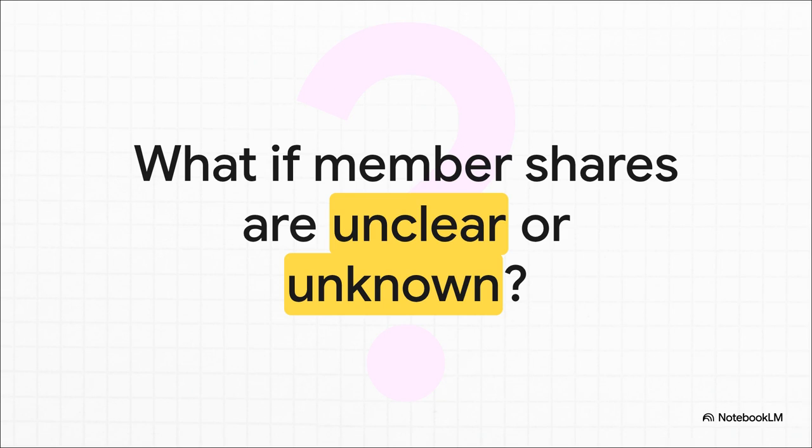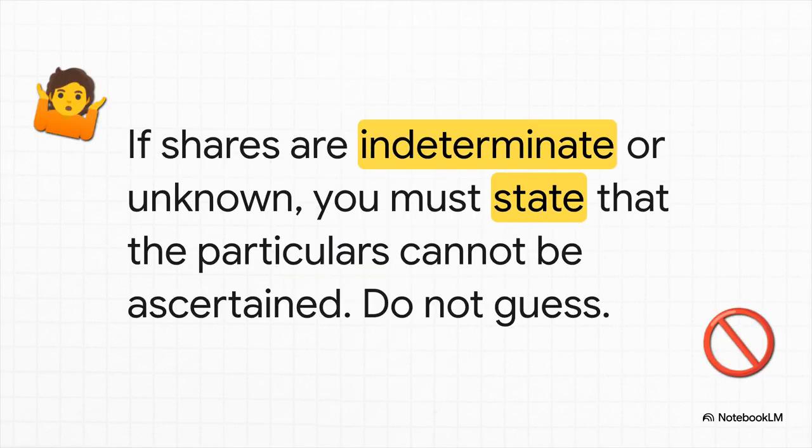You're auditing an association of persons, or an AOP, but their main agreement is really vague about the profit-sharing ratios. It's not clearly spelled out. What do you put in the form? Do you just take a guess? The answer, straight from Para 21.5, is an absolute no. You never ever guess. If the shares are genuinely indeterminate or unknown, your professional responsibility is to explicitly state that in your report. The golden rule here is transparency trumps assumption every single time.